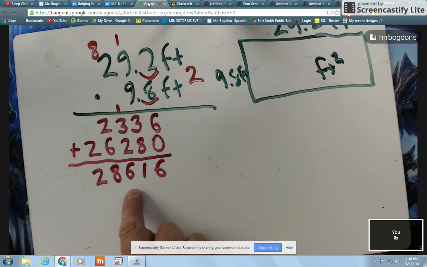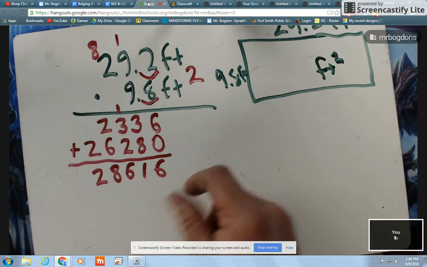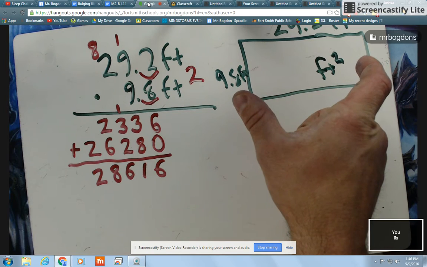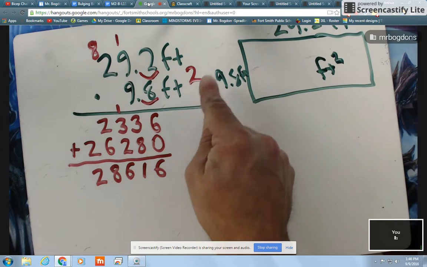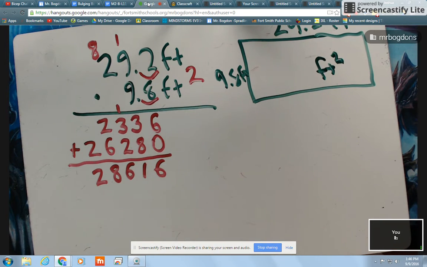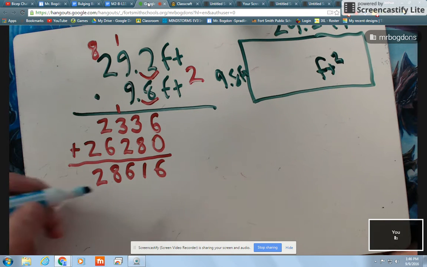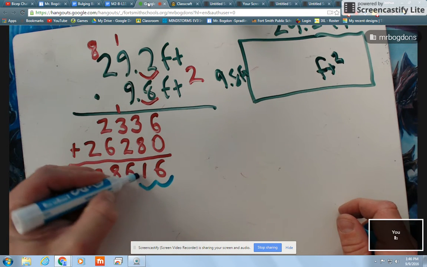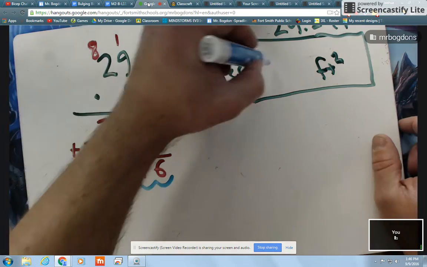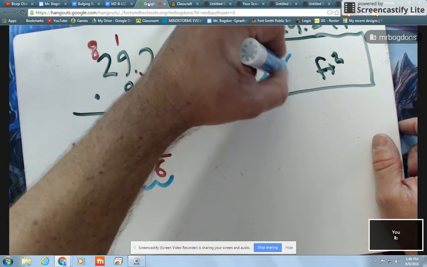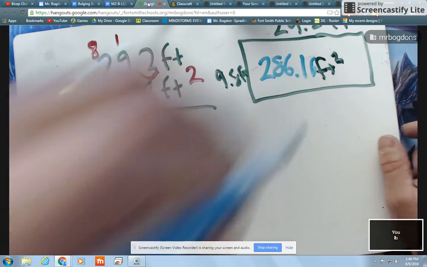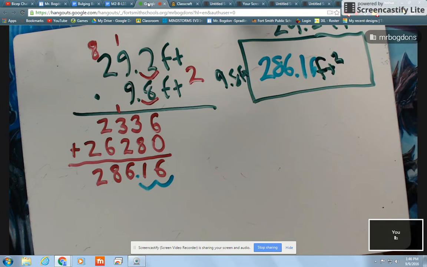Now this would be like a crazy big area if this was that many feet squared. That would be bigger than the whole school. But I know it's not bigger than the whole school. It's just a sand pit. So I bounce it out 2 times, right? So I bounce it back in 2 times. 1, 2. So the answer is 286 and 1,600 feet squared. And that's that.